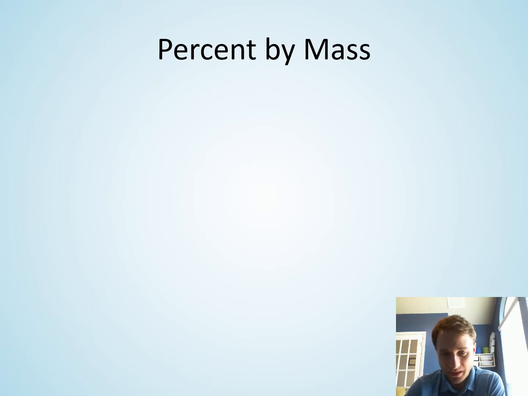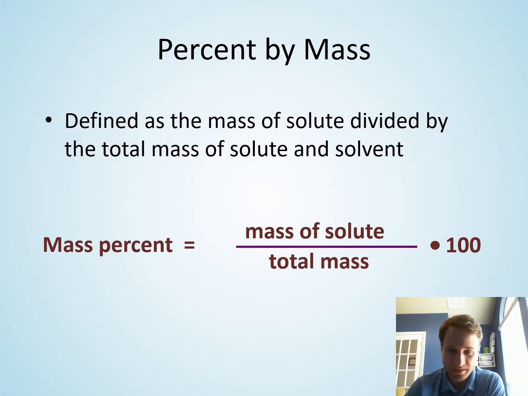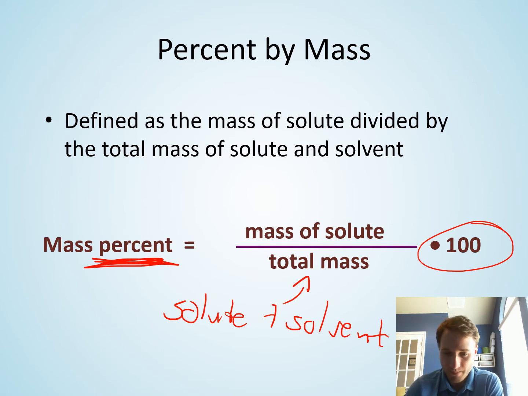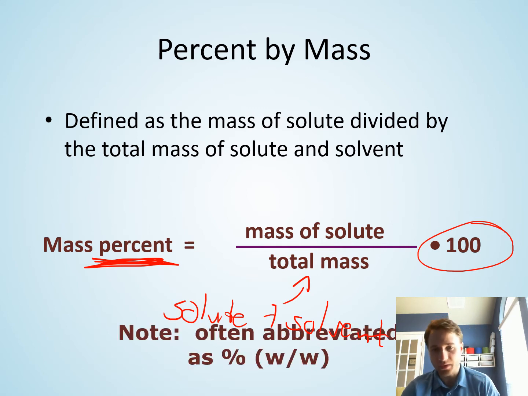Next, we'll talk about percent by mass. Percent by mass is the mass of the solute divided by the total mass of the solution. The total mass is, again, the mass of solute plus the mass of solvent. And then, because it's a percent, mass percent, we multiply it by 100. Often the abbreviation for this is percent weight by weight. That's mass percent, because you're taking a ratio of weights and it's a percentage, and that's where that shorthand notation comes from.